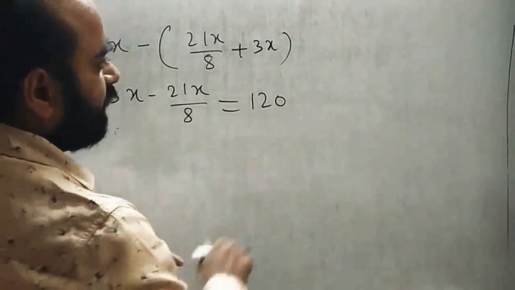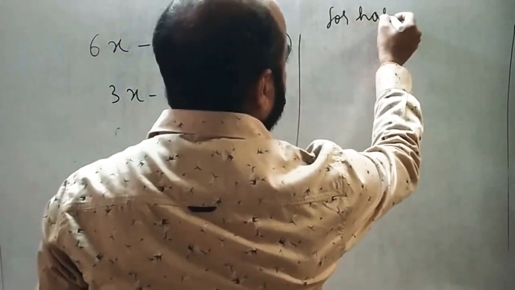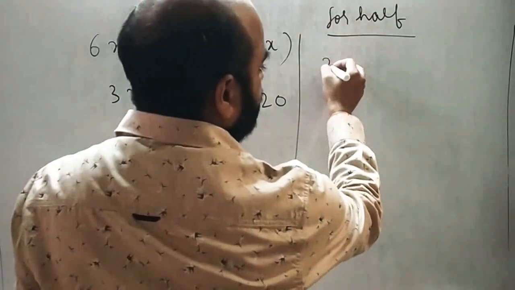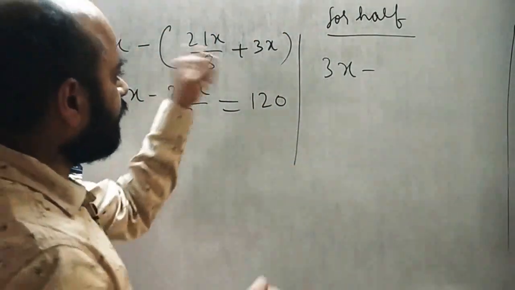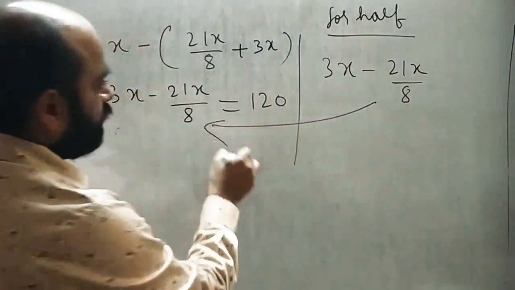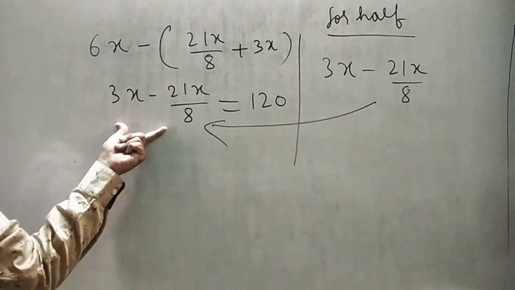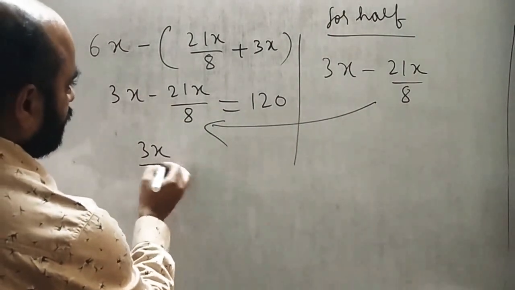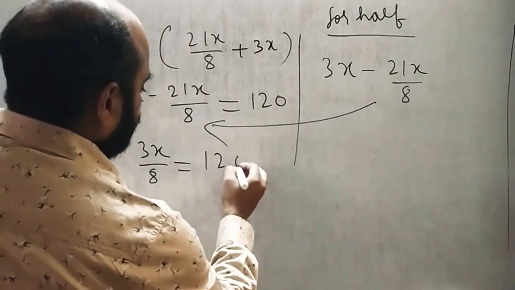Or directly you can take like this also. Since only half of the shares are sold, for half, the total is 6x, so for half it is 3x, and the remaining half is 21x by 8. See, same will come: 3x minus 21x by 8. So finally that will come 3x by 8, correct, is equal to 120.